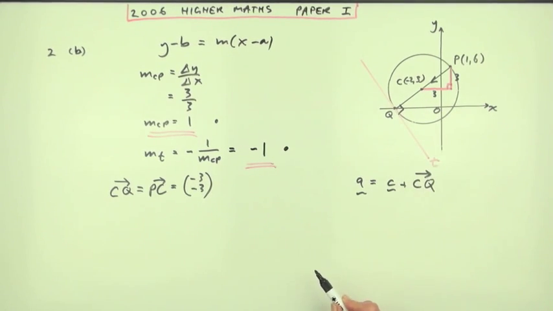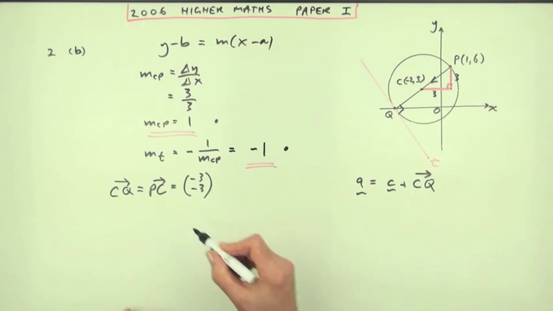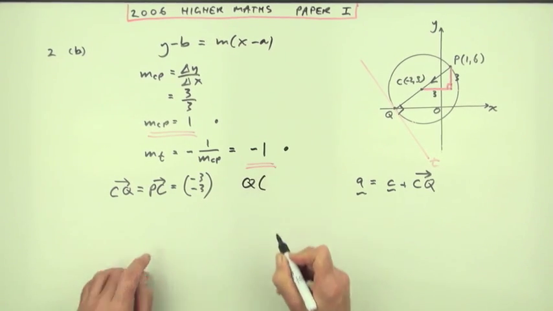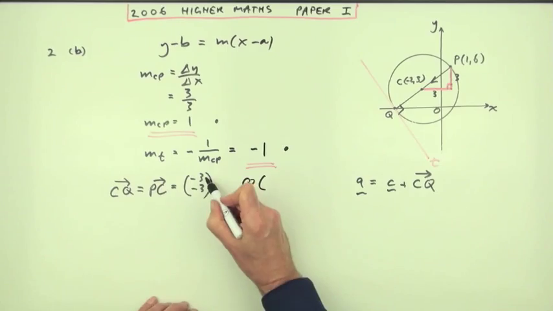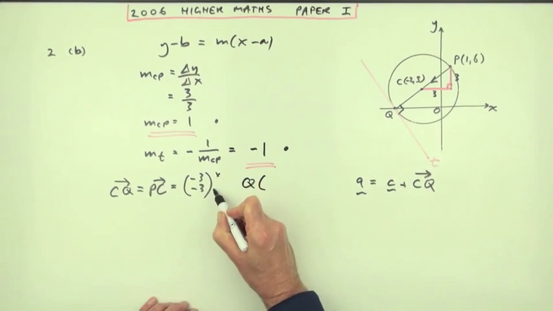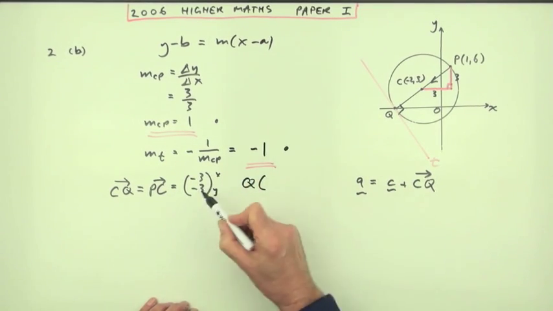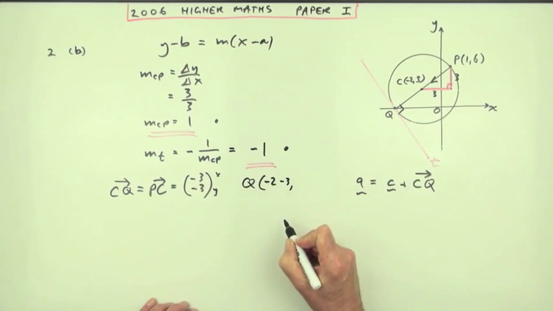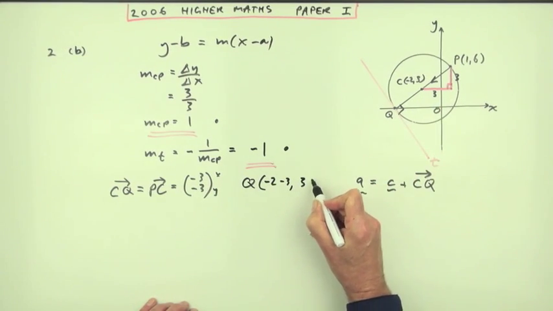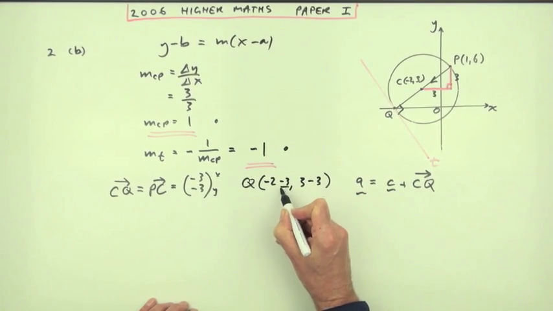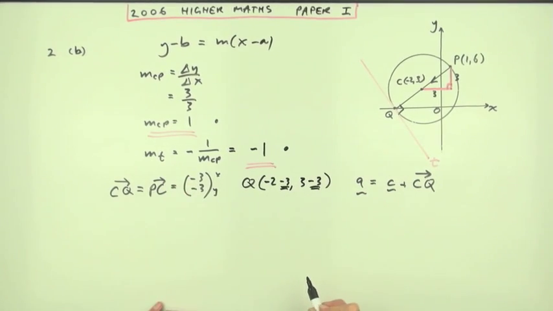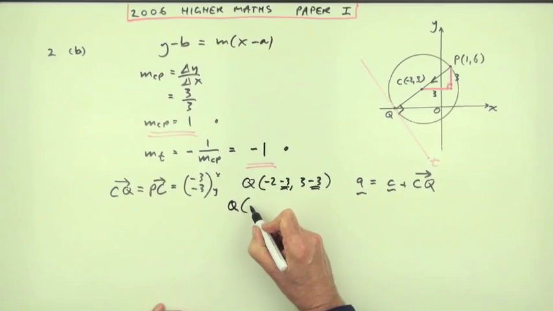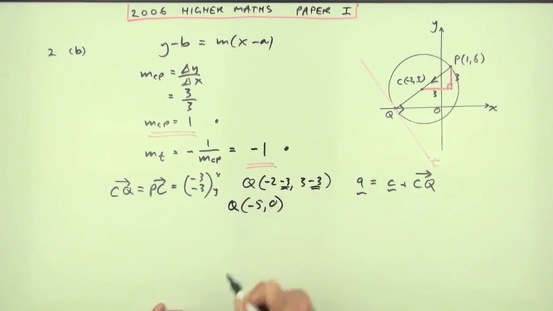That would be the vector equation. But you could just state it straight away, because you know what that means. That's the x component, that's the y component. That says take 3 off the x coordinate. So it would be negative 2, take away 3, and take 3 off the y coordinate. 3, take away 3. There's the 2 parts there. Which means that Q is the point, negative 5, 0.